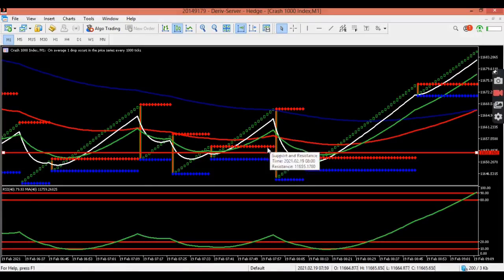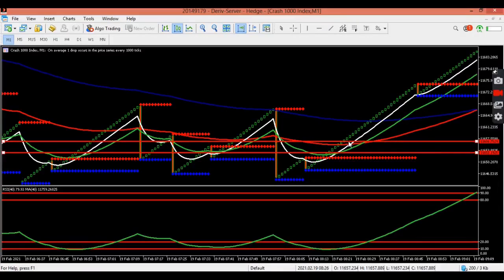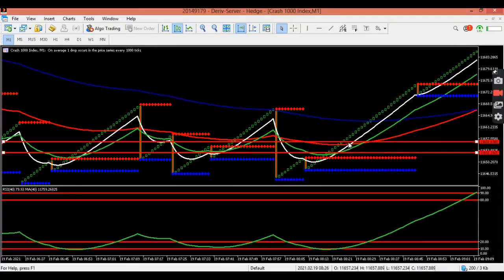Let me just pick another one. So this is the second confirmation. The market has crossed above resistance and it has crossed above this red line. You just need to take your buy from this point. Just buy and ride the trend. If it is Crash 1000, you will target 60 candles. If it is Boom 1000, you will target 60 candles. If it is Crash 500, you will target 60 candles.